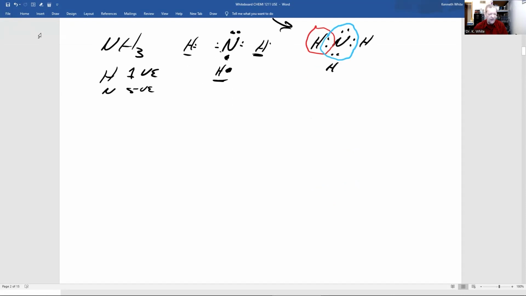Now, let's do another one. Nitrogen gas. Right now, as you inhale, 80% of the weight of the air you're inhaling is nitrogen. And it has a chemical formula, N2. Draw the Lewis structure for nitrogen. Well, we just learned nitrogen has 5 valence electrons.